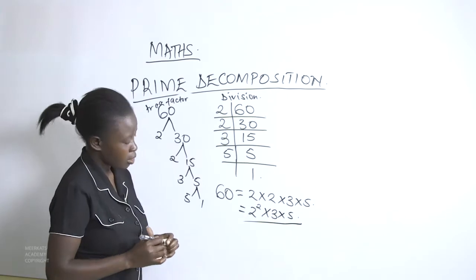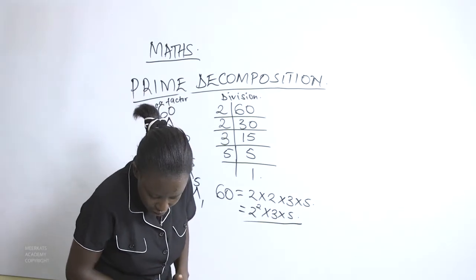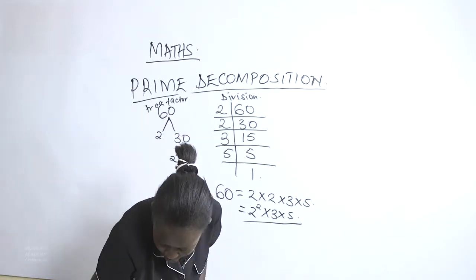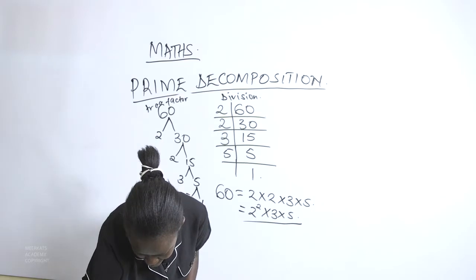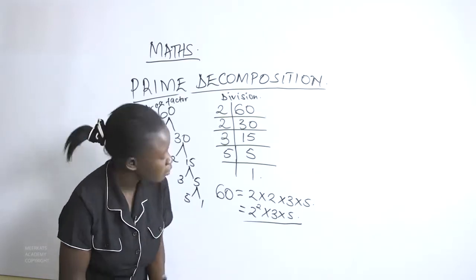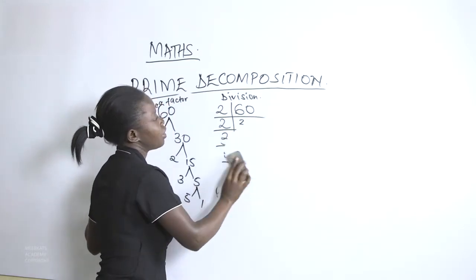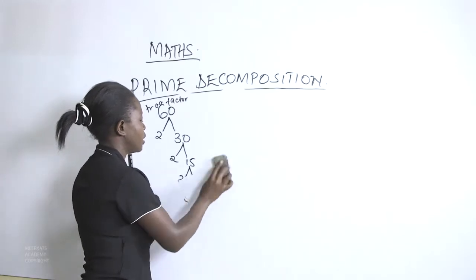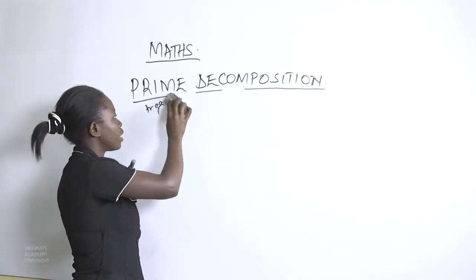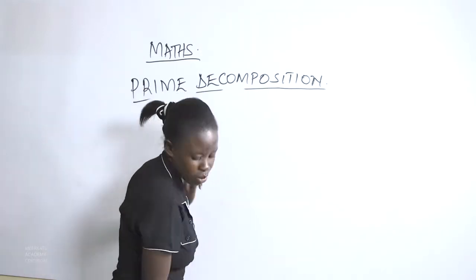So that is another alternative that we can use to get the prime numbers that are making up a given number. So keeping the idea of the prime numbers in mind and the process of the prime decomposition, I want us to solve this question.